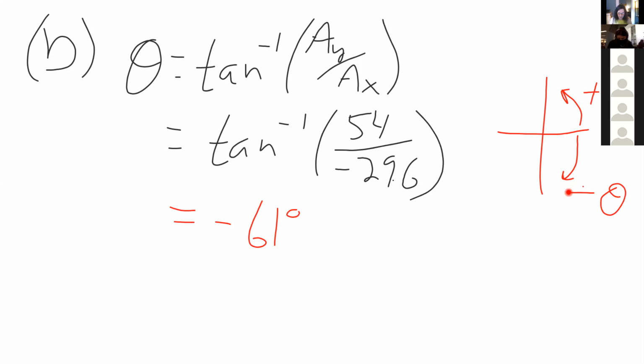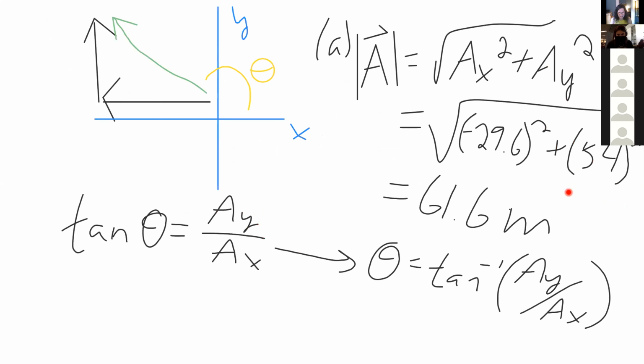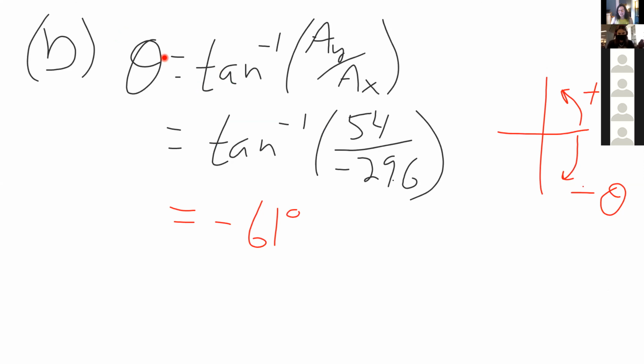However, we know from our picture that we drew back here that our resultant vector should be somewhere in the second quadrant, not the fourth quadrant. So the issue here is that your calculator does not know, when you enter in this expression, that the negative was on the bottom. So the rule is, and I will go ahead and type it up, if the x component is negative, we want to add 180 degrees.